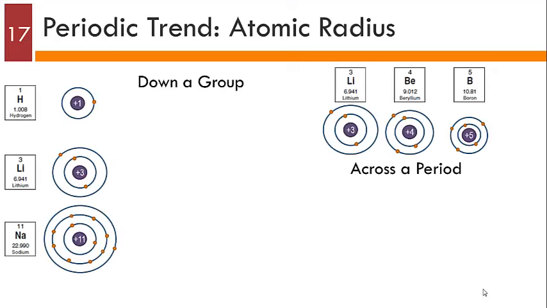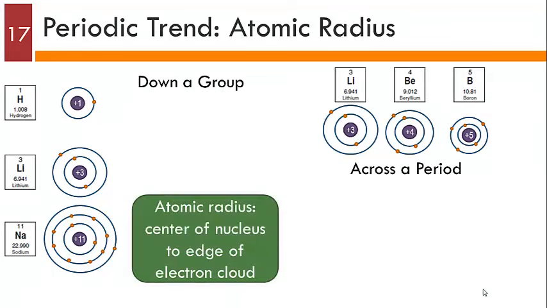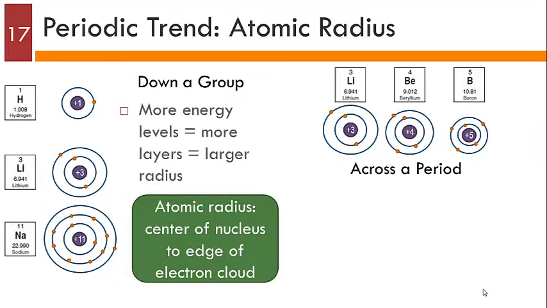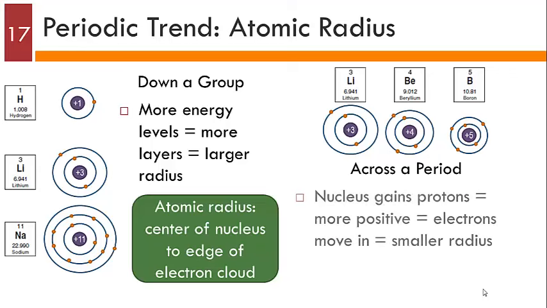So for each of the trends, let's explain what happens as we go down a group and across a period. So atomic radius, this is from the center of the nucleus to the edge of the electron cloud. As I go down a group, we're getting more energy levels. So I'm getting more layers of electrons, and this means the radius is getting larger. As I go across a period, that nucleus is becoming more positive. I'm gaining protons. So that means that those electrons are more attracted to the nucleus. They move in, and the radius gets smaller.